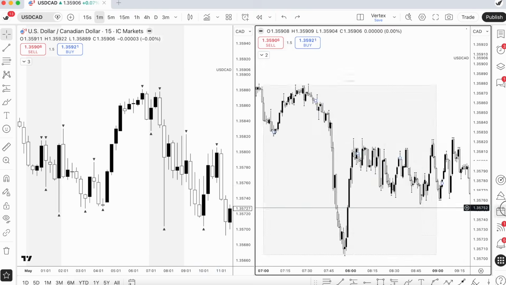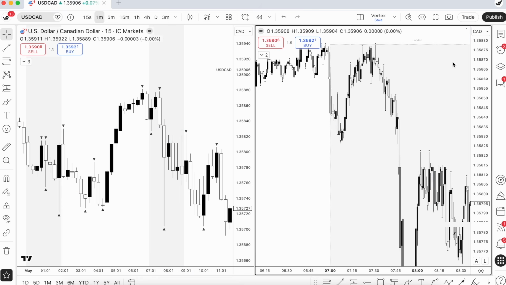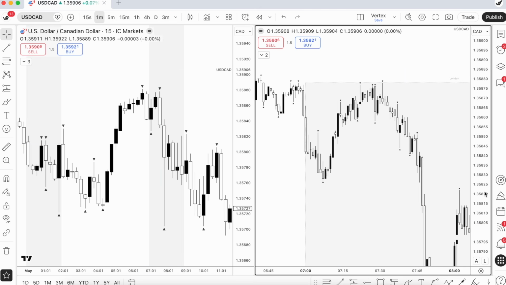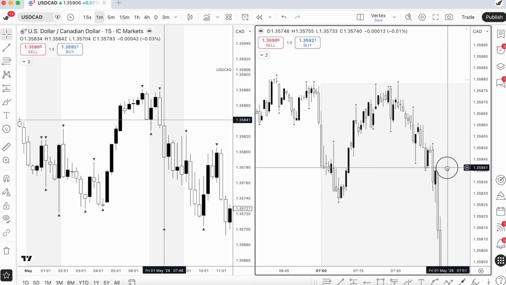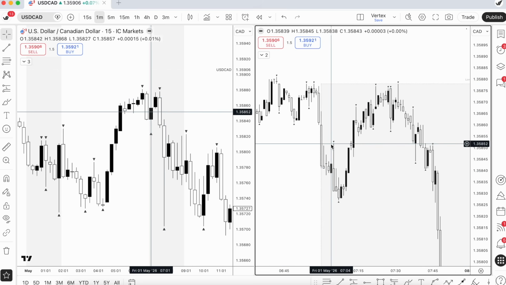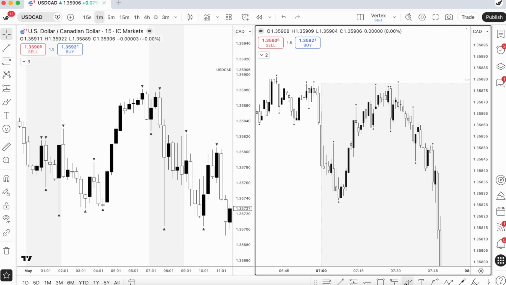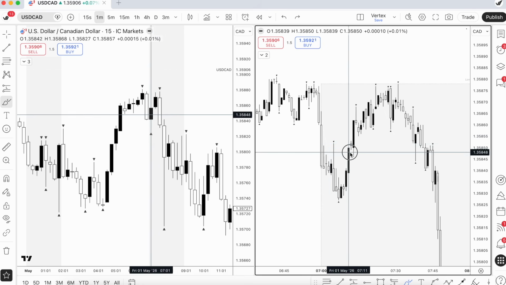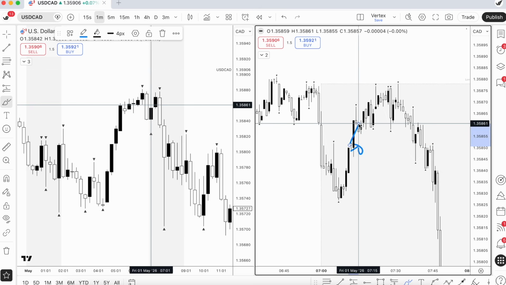So coming into the session, let me zoom in. Okay, so we have a sweep here. I won't mark all the trades as you've just seen them. So we have a sweep here, and we have an entry which straight away gets taken out.